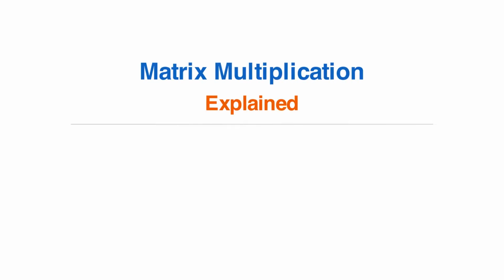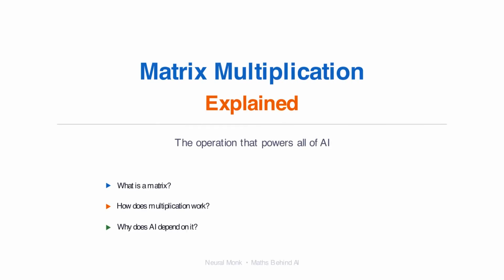Matrix multiplication. It sounds like a topic from a textbook nobody reads. But here is the truth: every time you ask an AI to generate an image, translate a sentence, or answer a question, the machine is doing billions of matrix multiplications per second. This is the single most important mathematical operation in all of artificial intelligence.